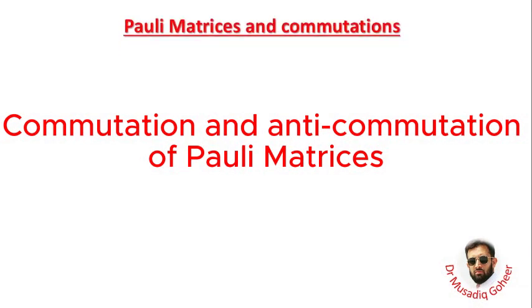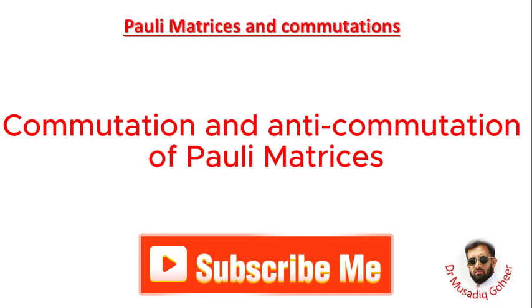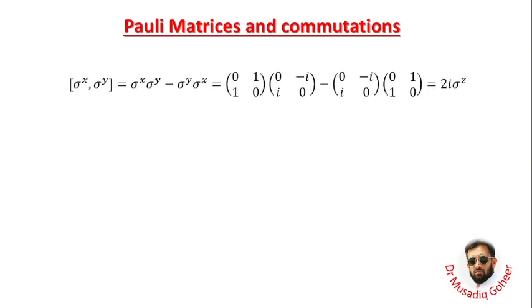In today's video, we will discuss the commutation and anti-commutation of Pauli matrices. In quantum mechanics and quantum information, this topic is of great importance, and also in quantum field theory and in condensed matter physics. Let's suppose we have two Pauli matrices, sigma x and sigma y.